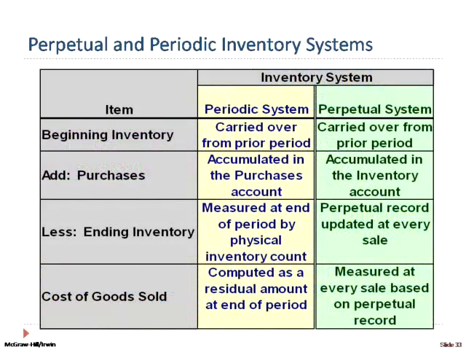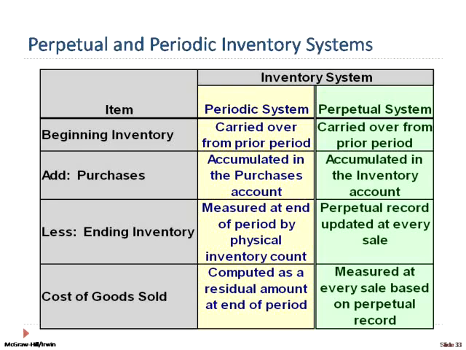Take a minute to review this slide. It shows the comparison of a periodic inventory system and a perpetual inventory system. Beginning inventory is carried over from the prior period in both inventory systems. In a periodic system, purchases of inventory are accumulated in the purchases account, while in a perpetual system, purchases are accumulated in the inventory account.